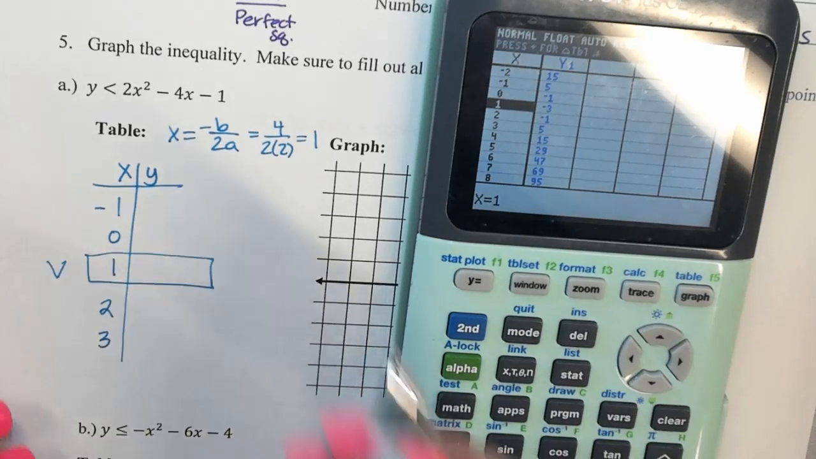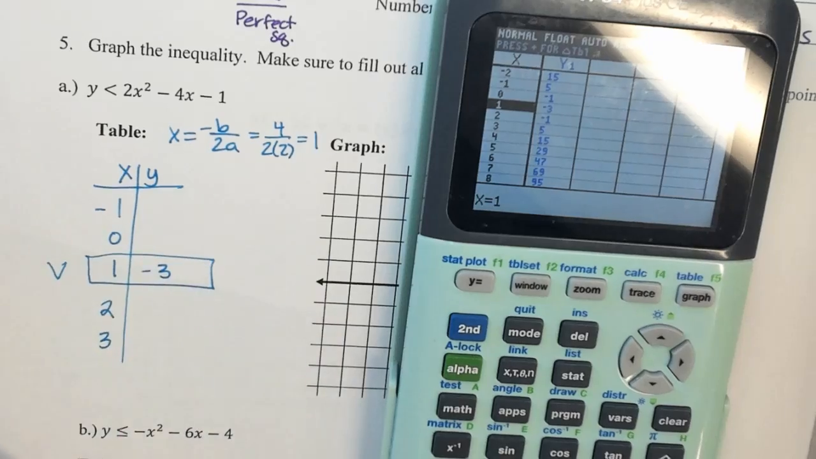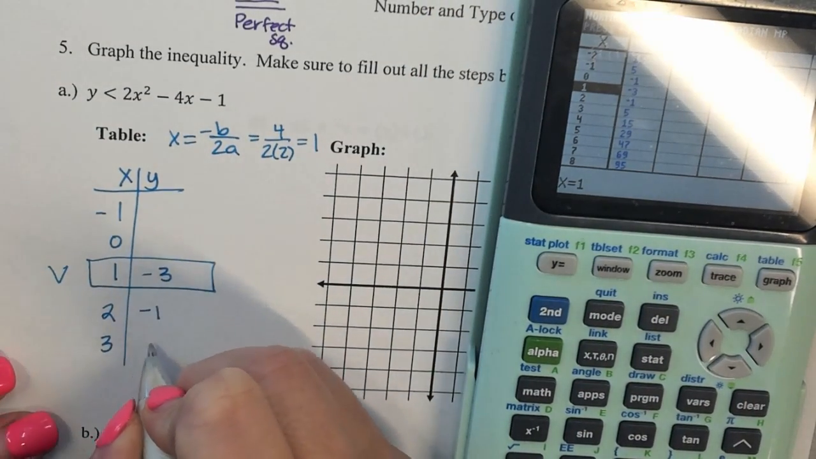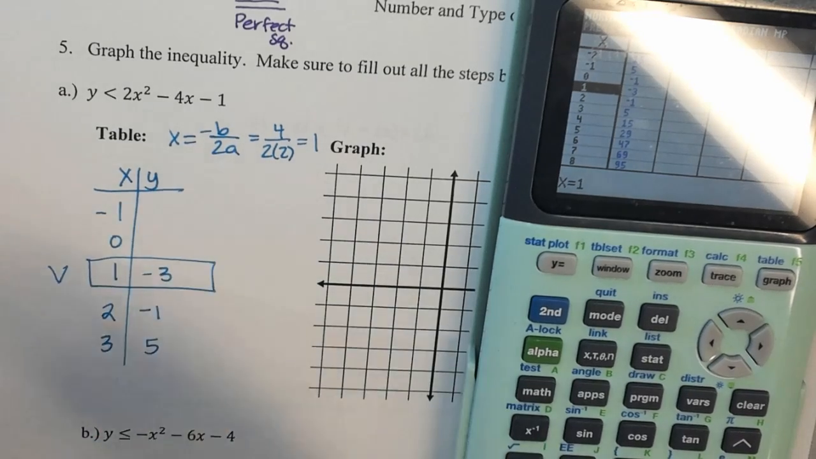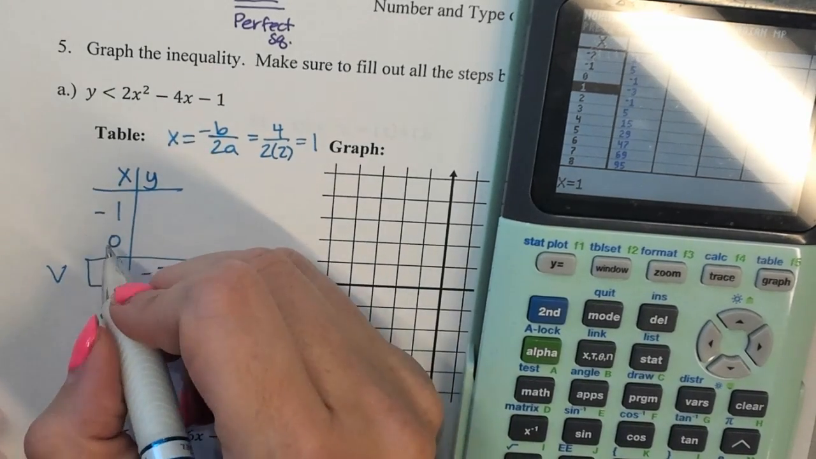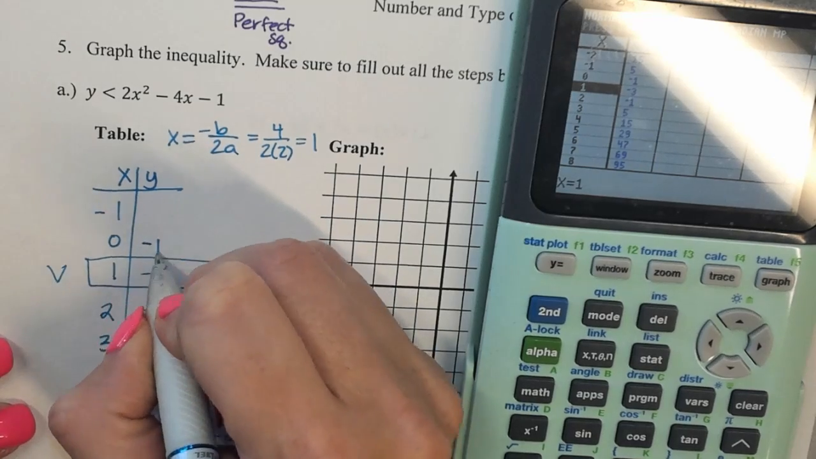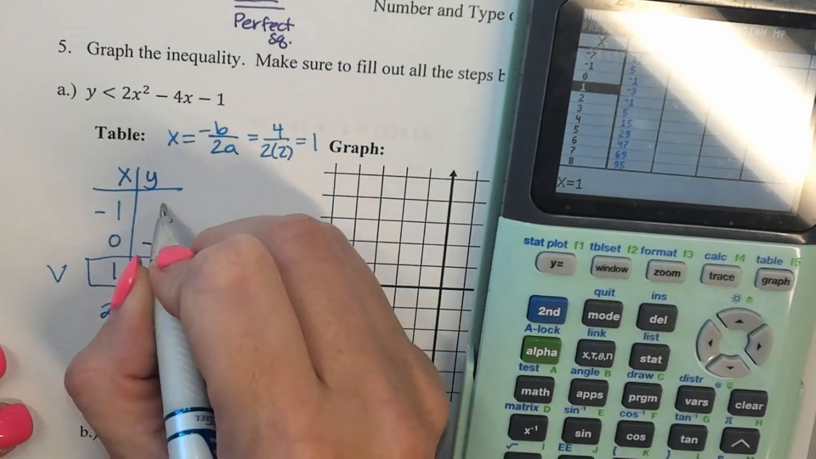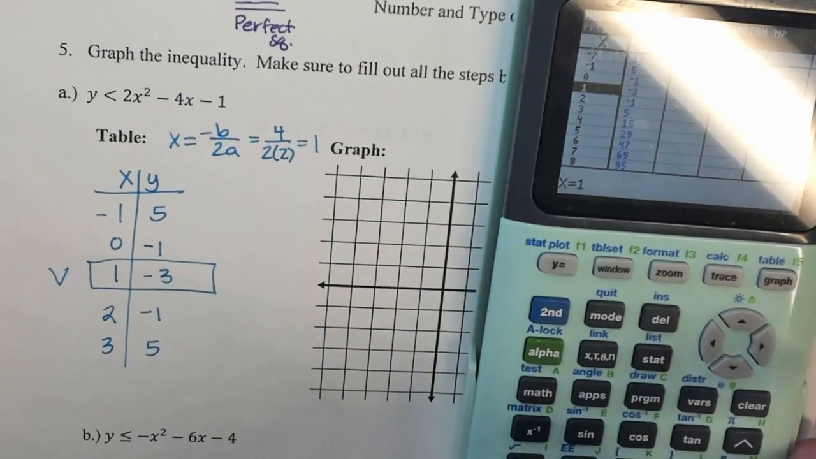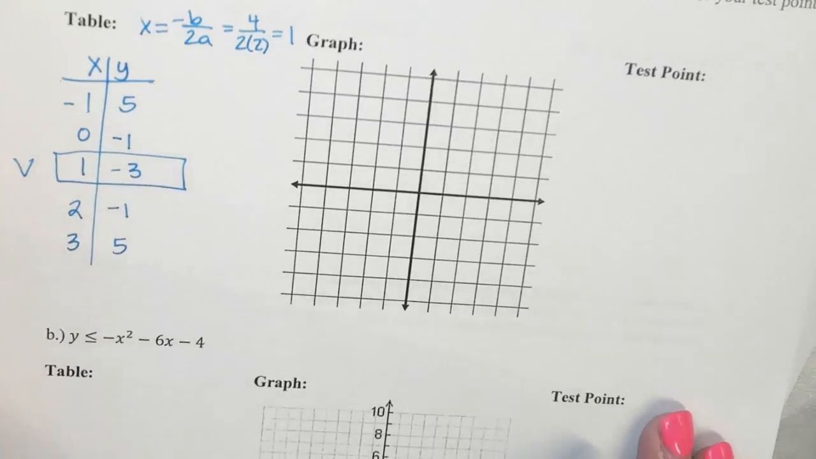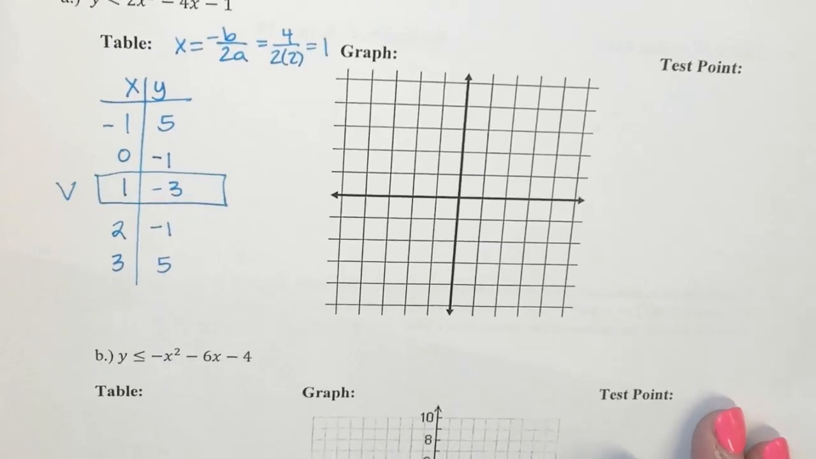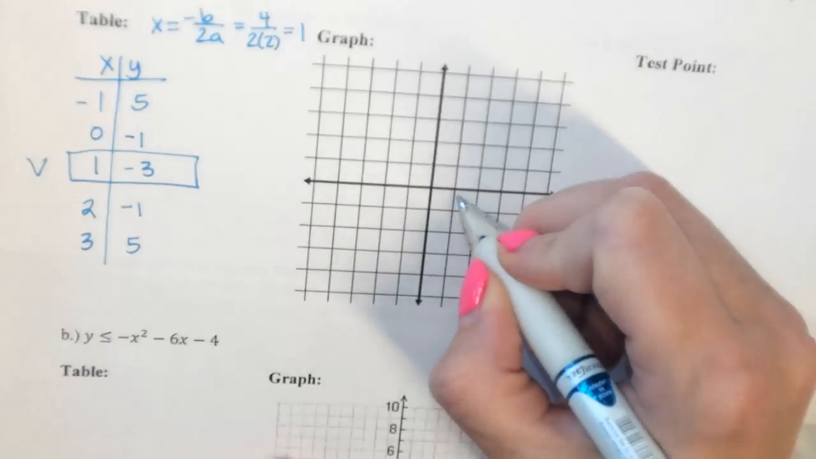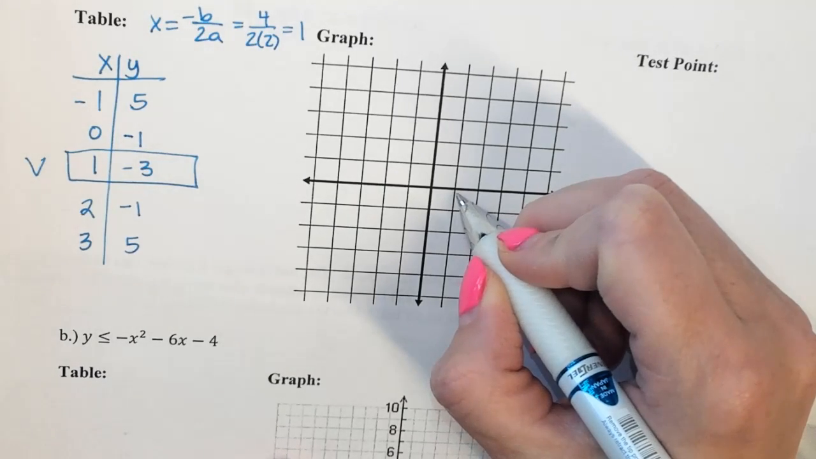Okay, so at 1, it says it's negative 3. Okay, at 2, it's at negative 1. At 3, it's at 5. And then at 4, it says 15, so that's off my chart, so I'm not going to write that down. Depending on what your chart is, you might have to go a little further so that you span the grid. Okay, and we'll talk about that more in the next one. So that's just something you want to be careful of because we don't want to graph anything that's not accurate.